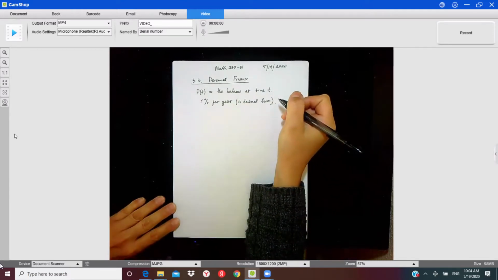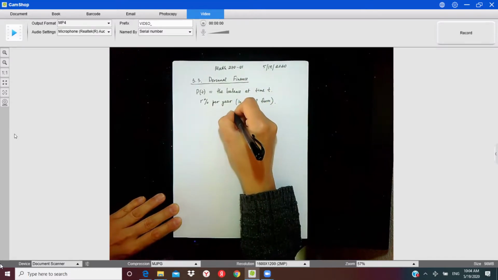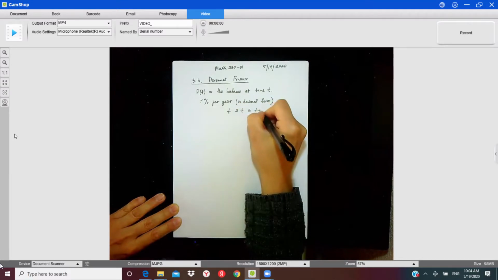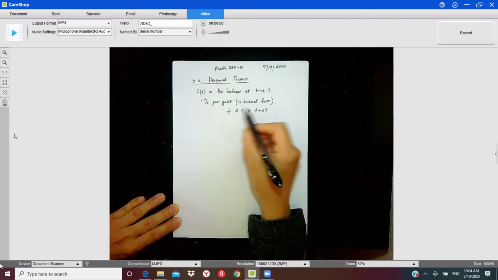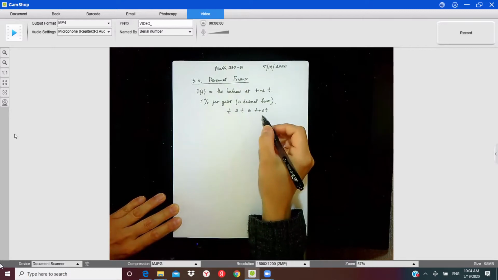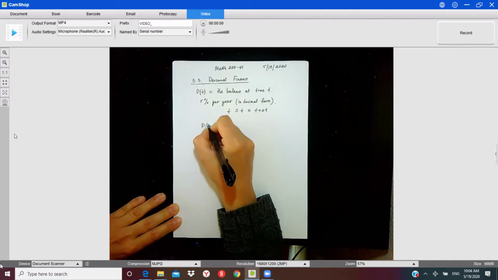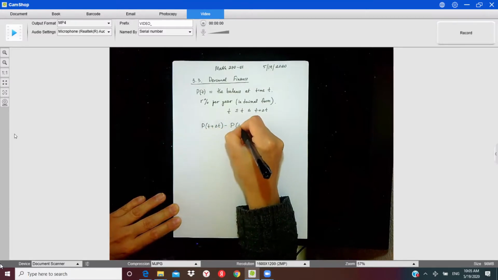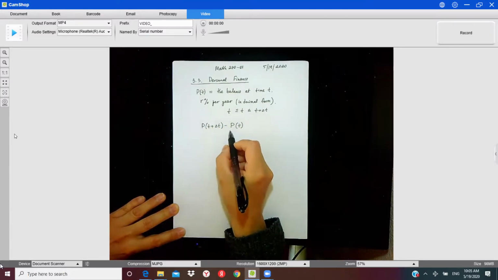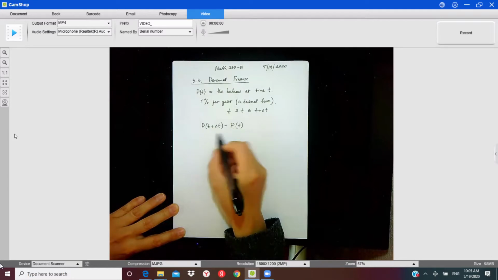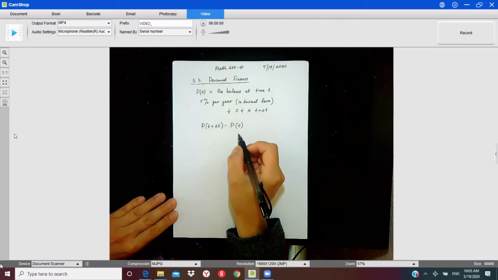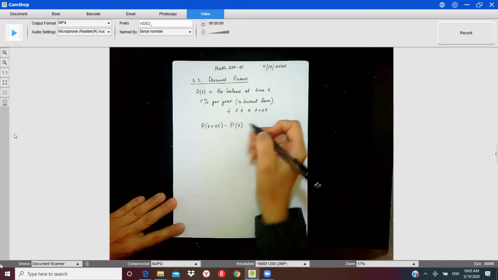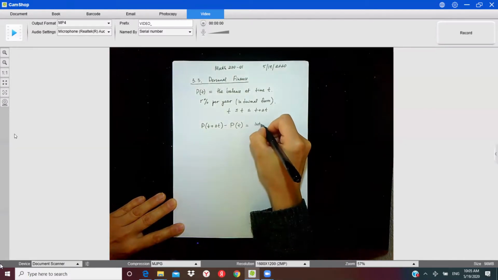So we're going to look at the time interval t from t to t plus delta t. So we're looking at the time interval of length delta t, and we will take a look at the difference: balance at t plus delta t minus balance at time t. So what does this difference represent? The distance? The distance, or we can say the interest earned during this time interval, right?